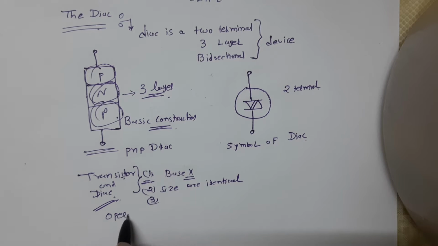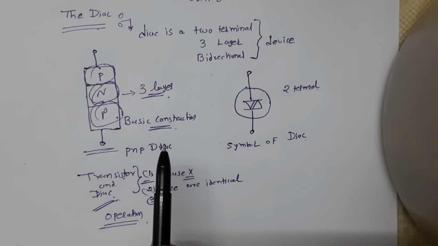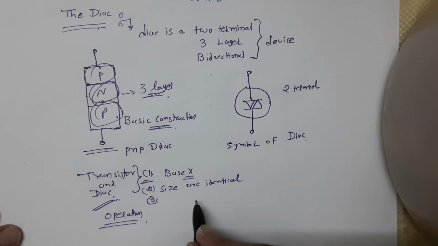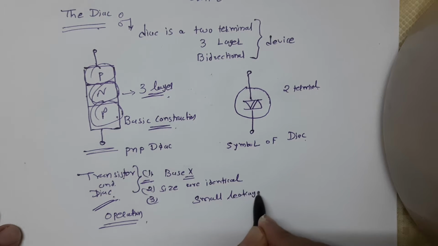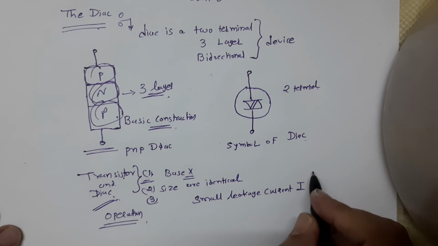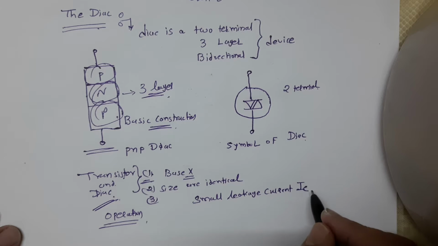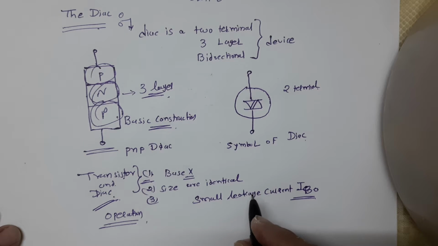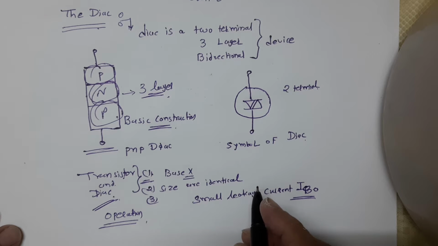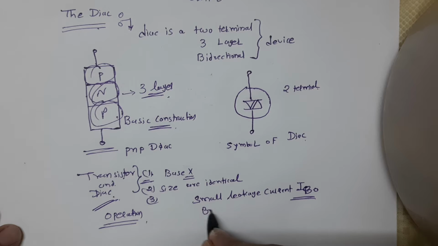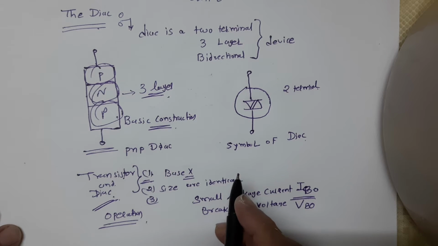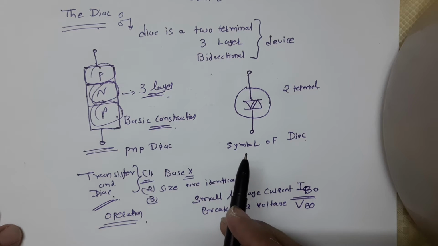Now operation. How the diac works. When a positive or negative voltage is applied across the terminals of the diac, only a small leakage current, remember, this is your IBO, will flow through the device.